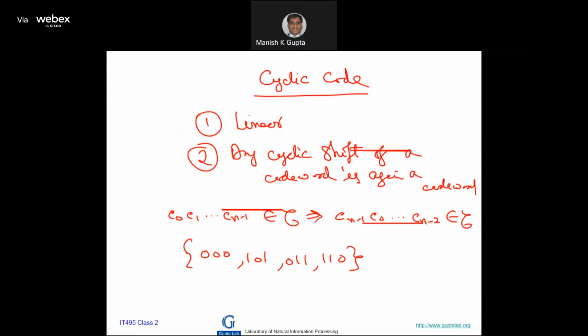Second, any cyclic shift of a code word is again a code word. So if C0, C1, ..., Cn minus 1 belongs to C, the shift also belongs to C. And if this belongs to C, that means its shift also belongs to C, and so on. Everything is a member of C. So this is a very peculiar and important property.